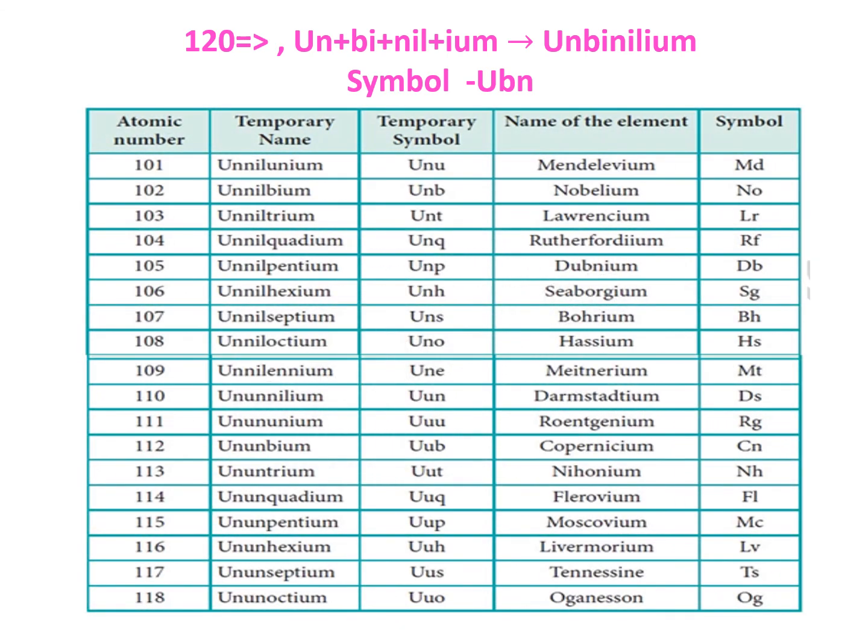From this table, we can see the names of elements from atomic number 101 to 118 as per IUPAC nomenclature and the official names that have been provided.